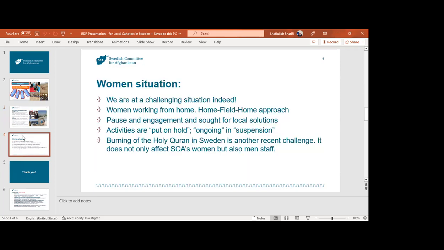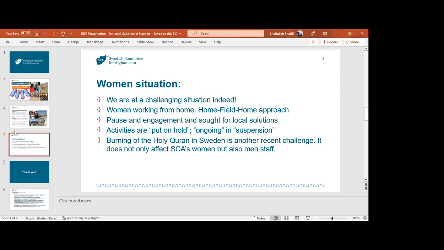Coming to the last slide, it is about the current situation in the country, particularly about women. Of course, it is a challenging situation. I think the most challenging situation now in Afghanistan about women is the current situation. Women are working from home since, of course, we all know, since December.